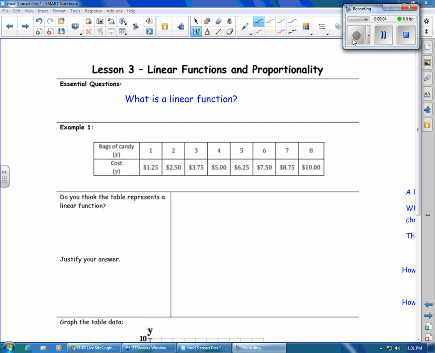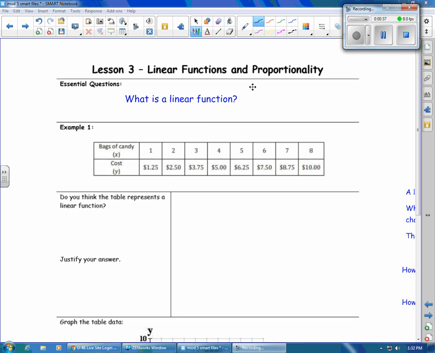We are in Module 5, Lesson 3, Linear Functions and Proportionality. You should be on page 18 of your module, and your essential question for this lesson is, what is a linear function? Hopefully you remember that in Lesson 2, we defined function. The purpose of a function is to be predictive, meaning that we can make predictions based on the relationships between x and y. And a function is a rule or a formula that assigns each input to exactly one output.